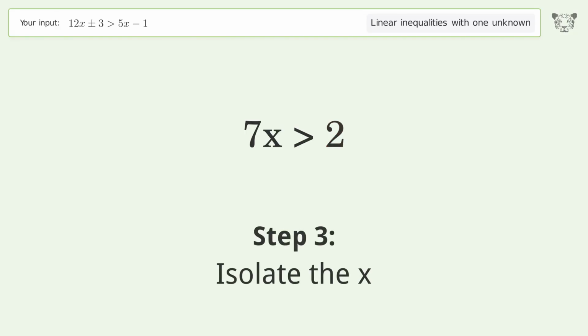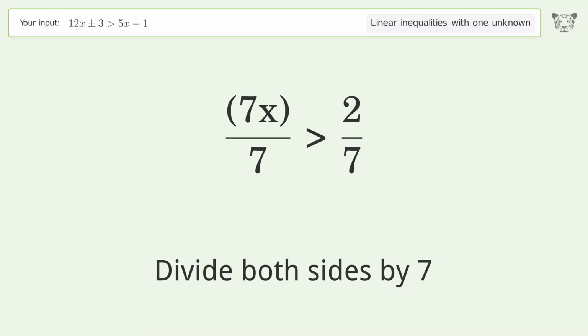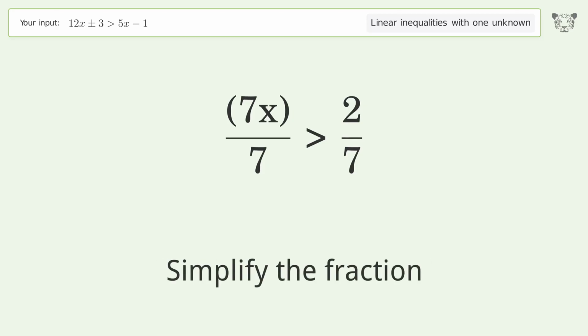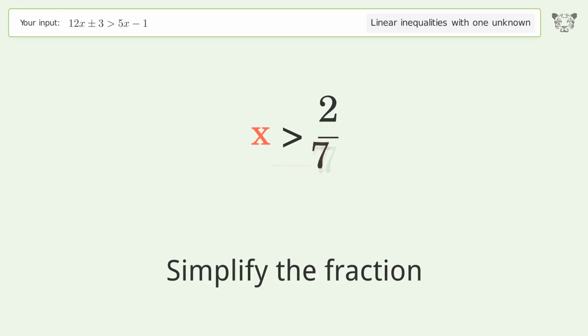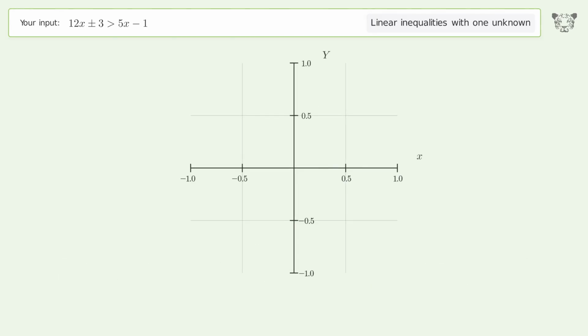Isolate the x. Divide both sides by 7. Simplify the fraction. Plot the solution on a coordinate grid. And so the final result is x greater than 2/7.